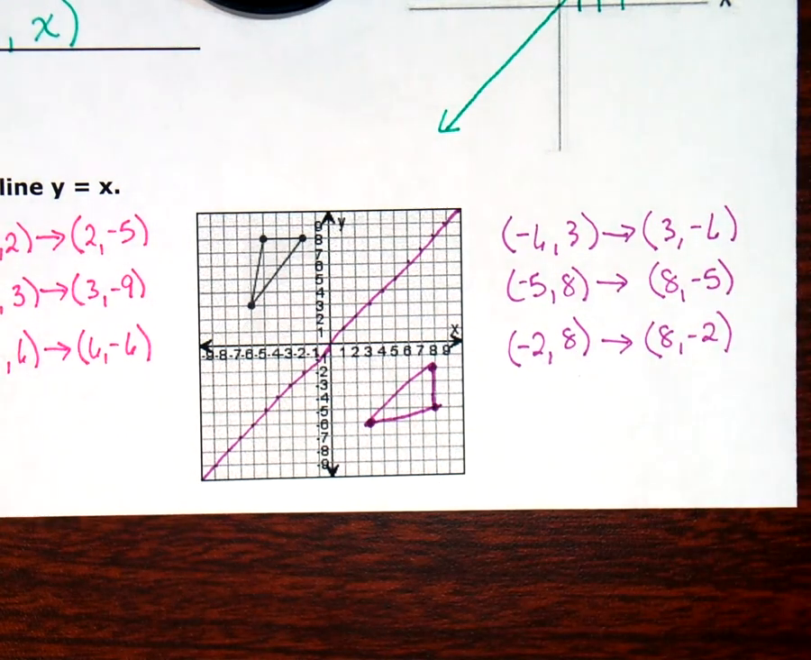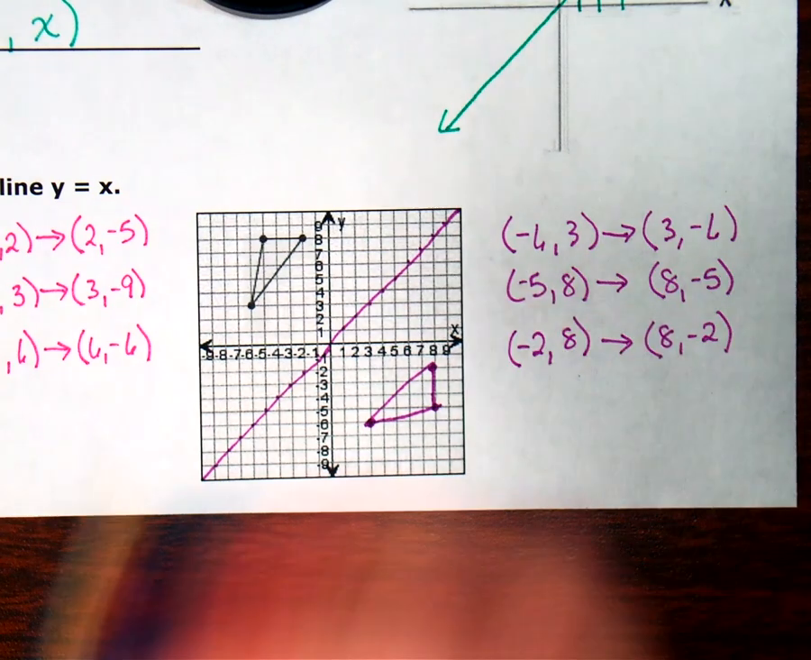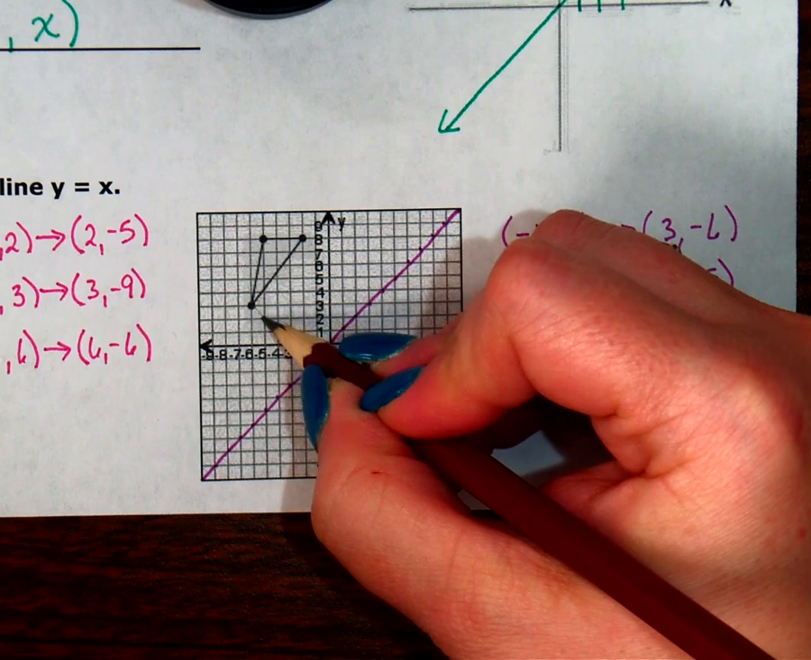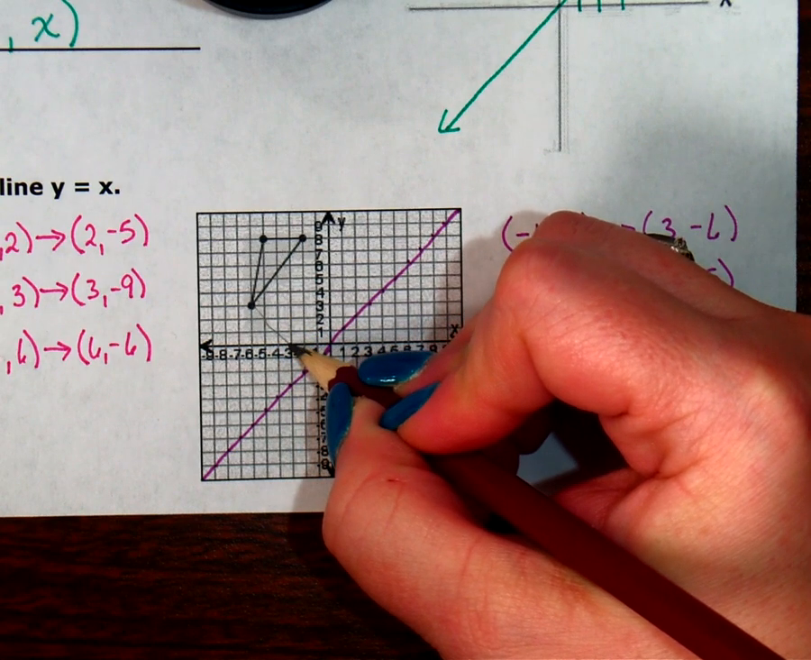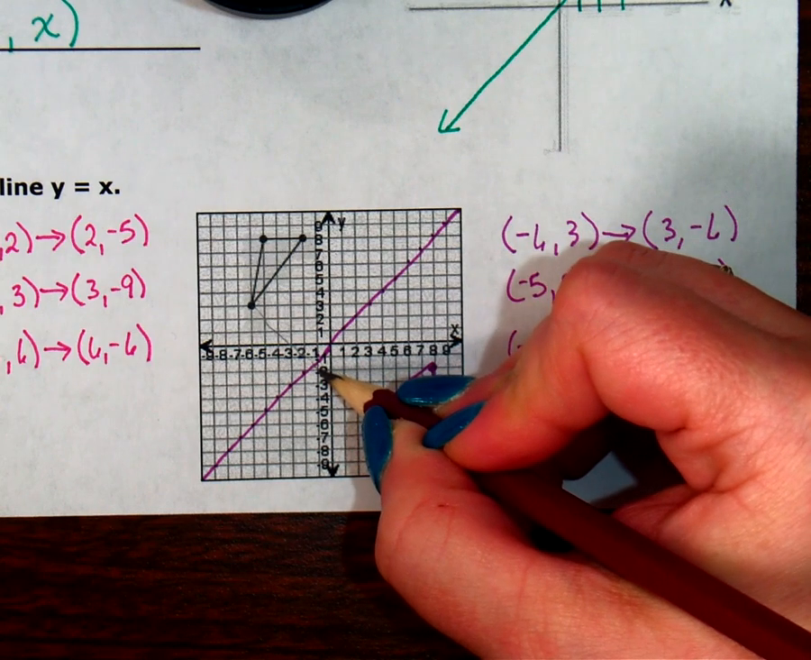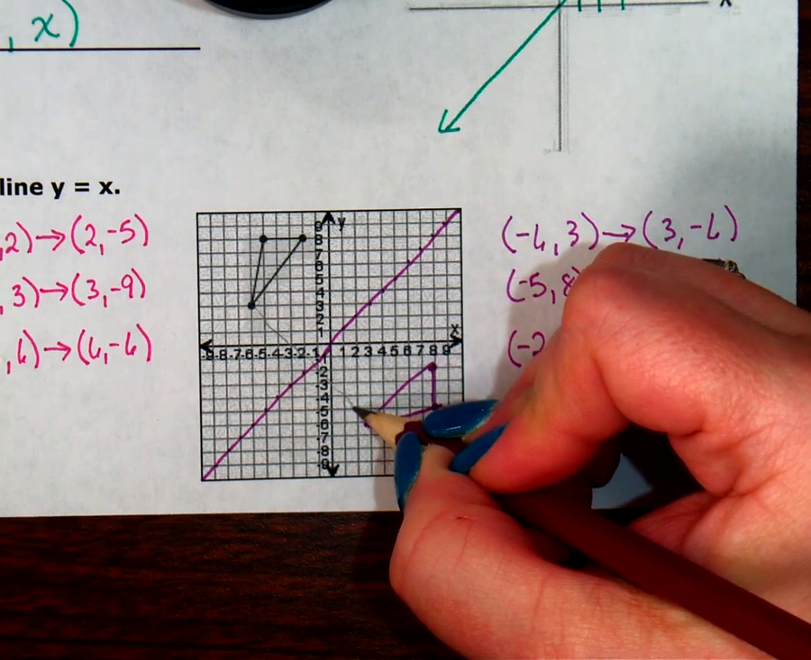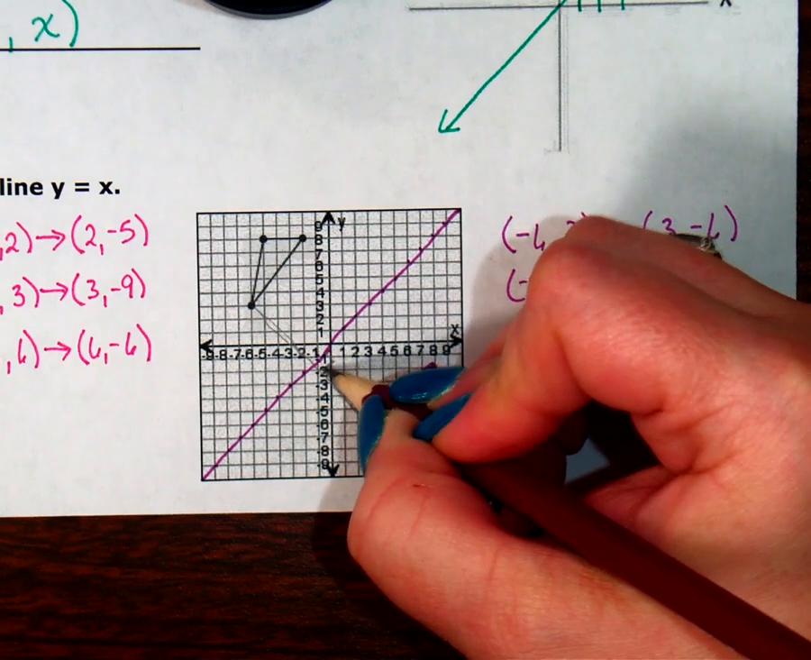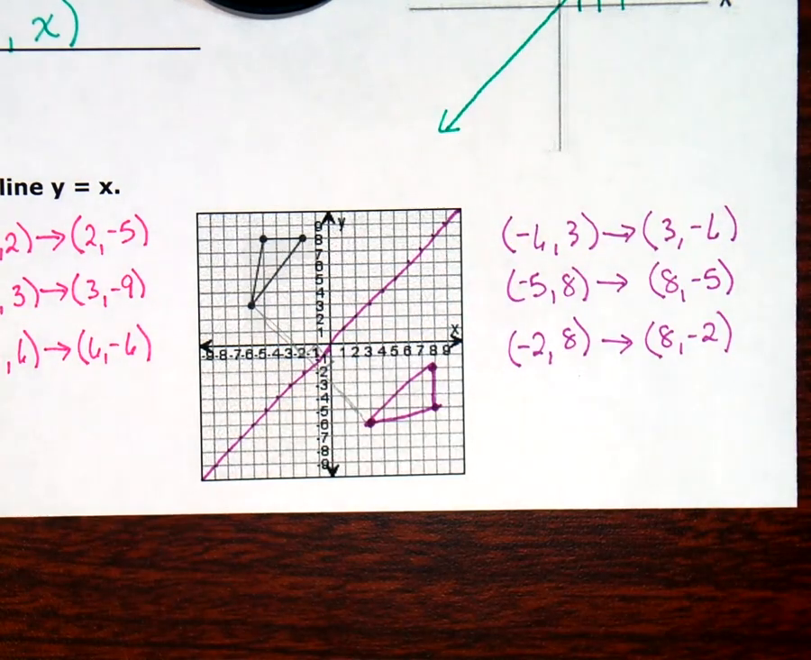And again, if I want to check, I can pick a point and go diagonal across and see if it's the same distance from the line. 1, 2, 3, 4 and a half boxes. So a half, 1, 2, 3, 4. So I can see that these are the same distance from the line for each one.